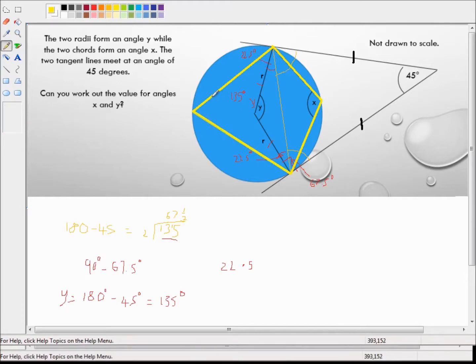Now I can take this angle here, and this angle's really easy to find. I can either say it's half of y, so it's half of 135 degrees, so it's 67.5 degrees. Or I could say this angle here is in the minor segment, and this angle here subtends this same chord, which subtends the same arc. So whether it subtends the same arc or subtends the same chord, it makes no difference. So that's going to be the same as this angle here. So this is 67.5 degrees.